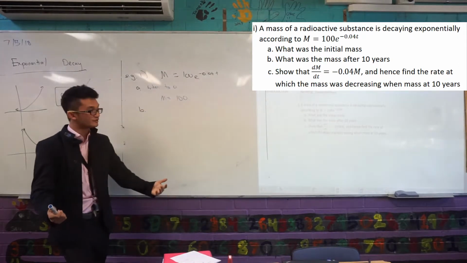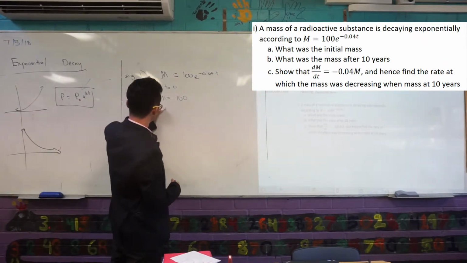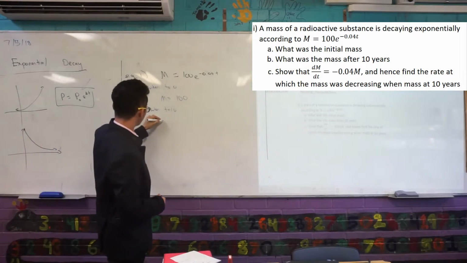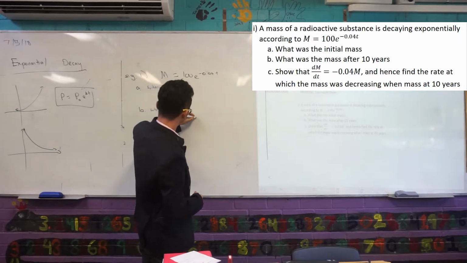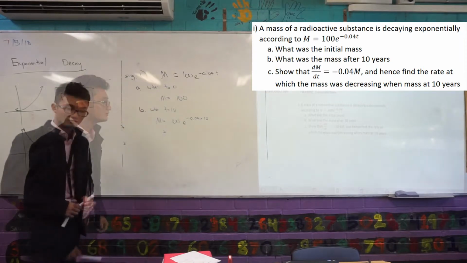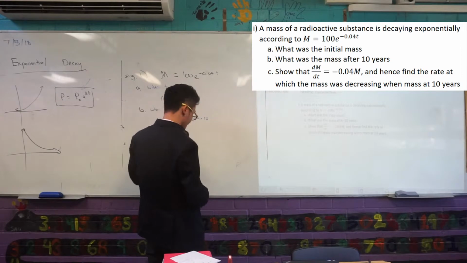Part B, what was the mass after 10 years? Again, we're not going to have to do anything different here, right? I'm just going to say when t is equal to 10, and I'm going to substitute into my equation. I'm going to get some mass, right? Can you calculate that for me? So it's 67. Give me some decimals.